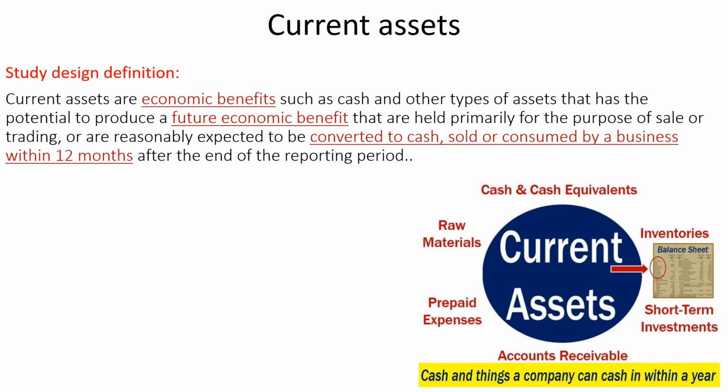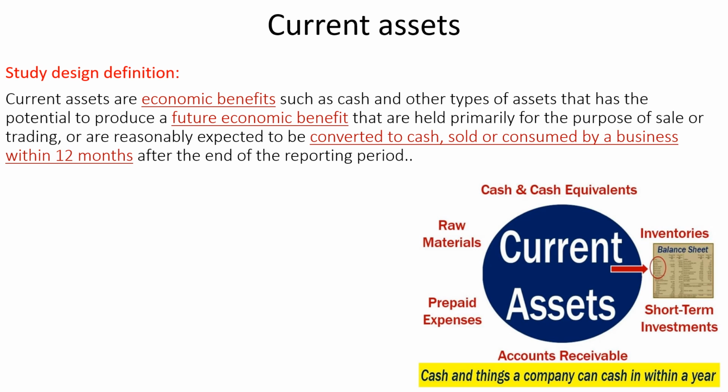So in terms of current assets, there's an economic benefit. So in other words, they have value. They have the potential to produce a future economic benefit. And this is where we have the distinction between assets and expenses in terms of that future economic benefit versus the consumption. Here's a key bit: that are held primarily for the purpose of sales. So that takes care of inventory. We buy inventory at cost, we mark it up for the purpose of sale, and there's where your gross profit comes into play. Or are reasonably expected to be converted to cash.